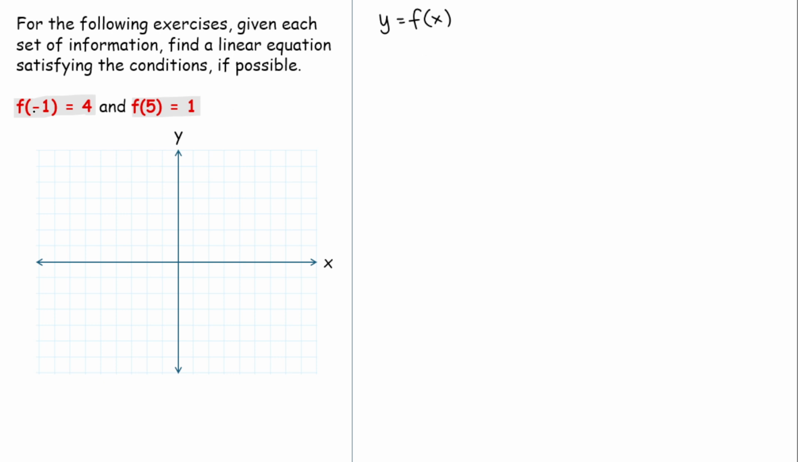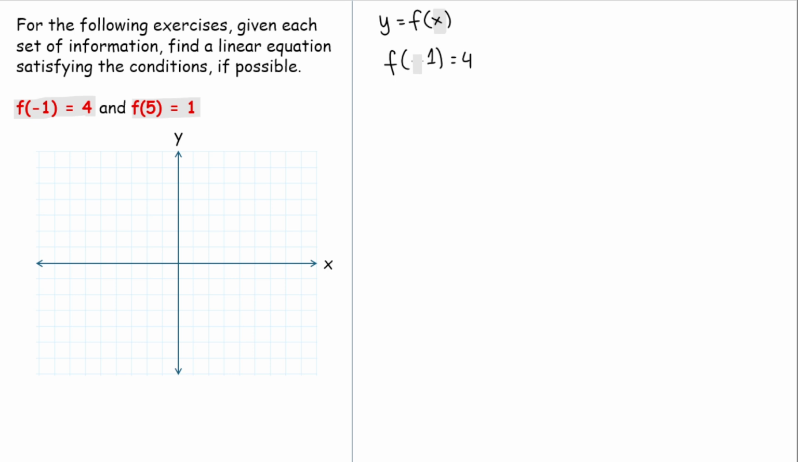And what does f(-1) equals 4 mean? We have f of minus 1 equals 4. That means that our x here is minus 1. And when x is minus 1, we will have our y is equal to 4. So this is just a fancy way to write out this point here, minus 1 comma 4, right?